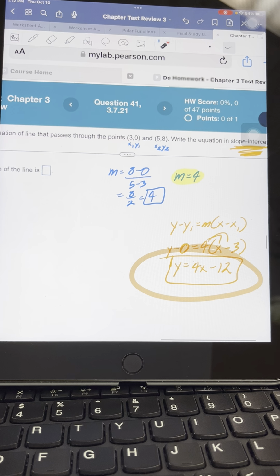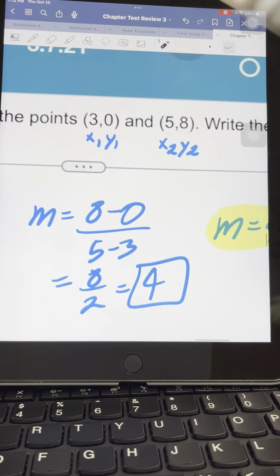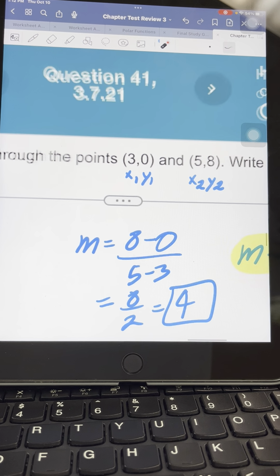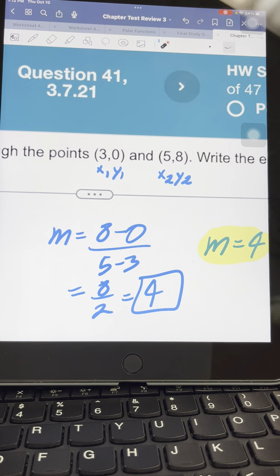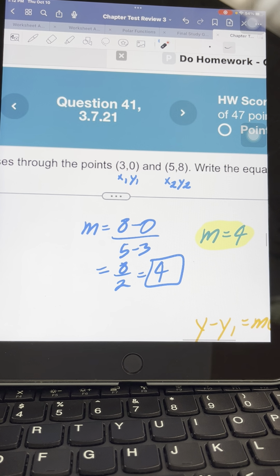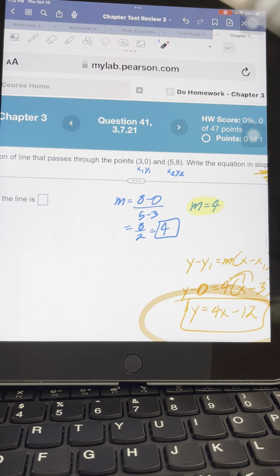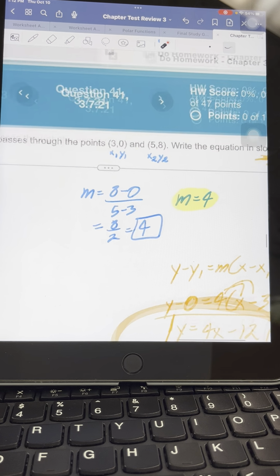If you're given points, you need to find your slope, because that's why they gave you 4 values. They gave you 2 points, 3, 0 and 5, 8. And from those 2 points, you have to find your slope. Then once you find your slope, you still don't have your y-intercept. So you need to do what?